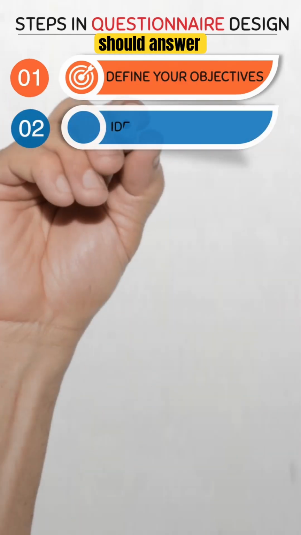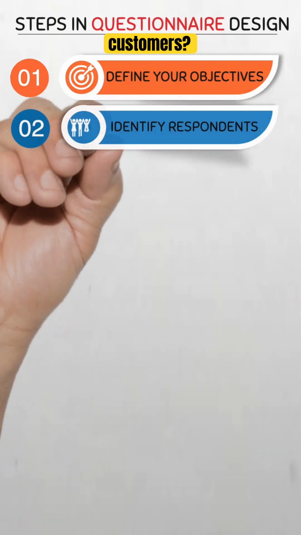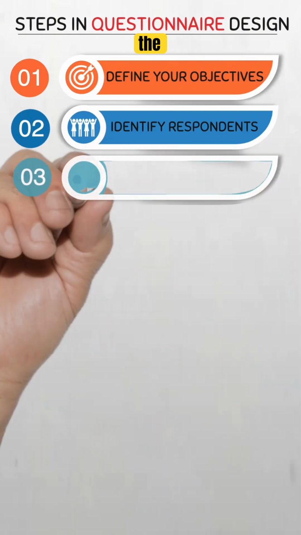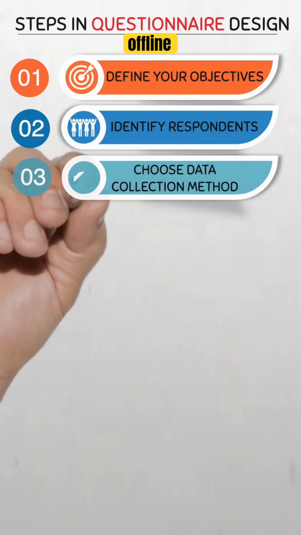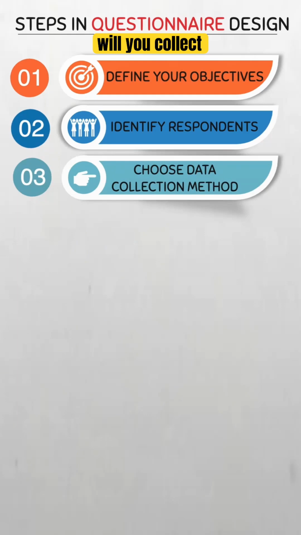Step 2. Find your people. Who should answer your questions? Friends? Customers? Anyone? Step 3. Pick the perfect method. Online? Offline? In space? How will you collect answers?